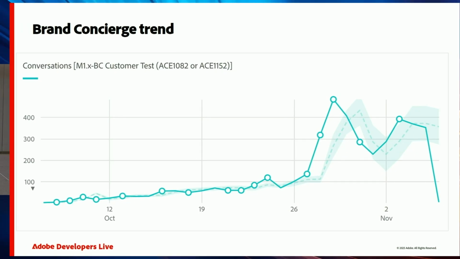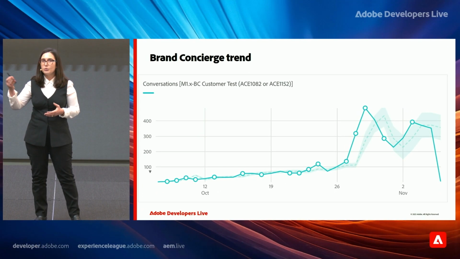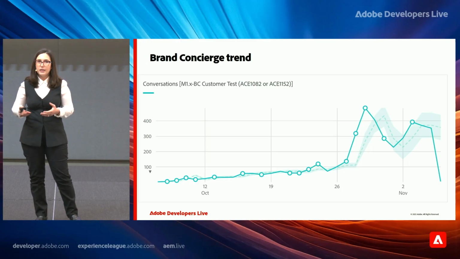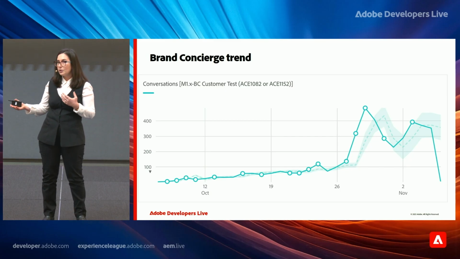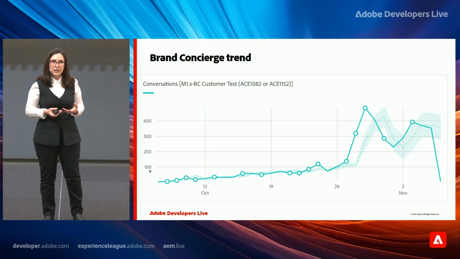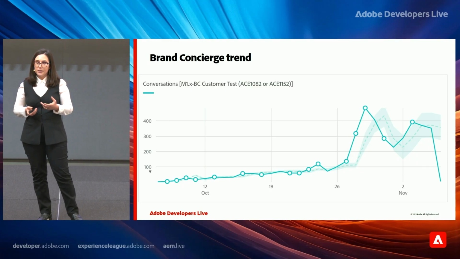What we have seen is an example of a user journey that started with a navigation and then continued with a conversational experience and ended up with a product view. In this case, a product view is considered a conversion.